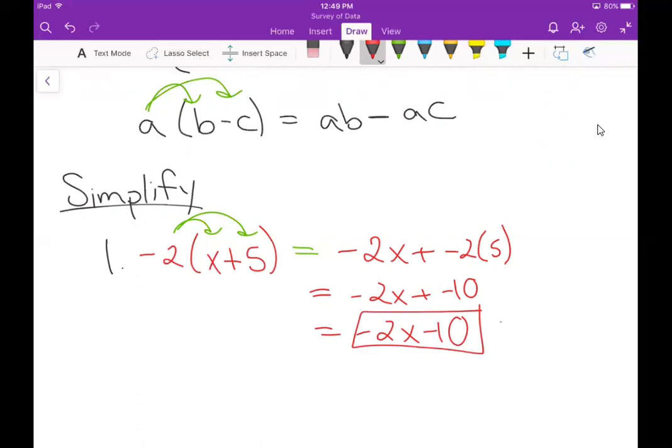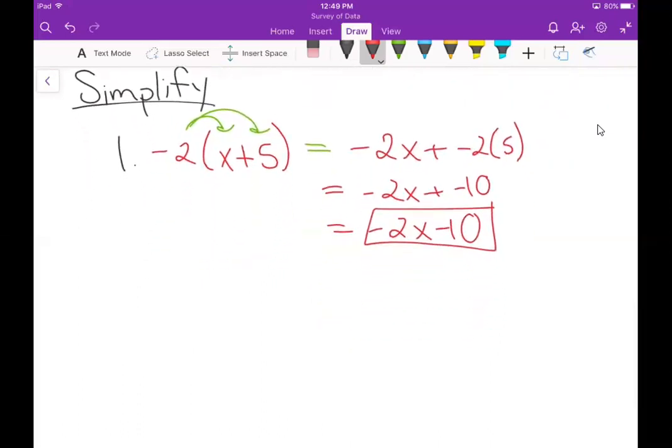Okay, so we can distribute any number on the outside that needs to be multiplied through some parentheses where it's saying addition should happen first. That addition is still happening first so long as I go ahead and distribute.